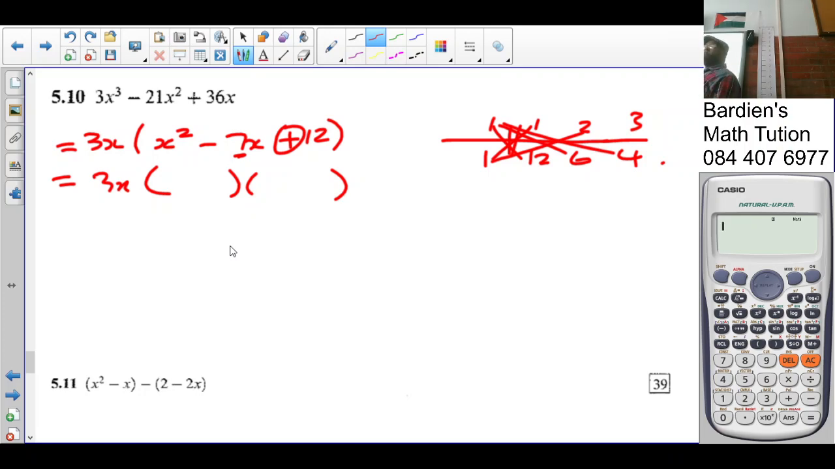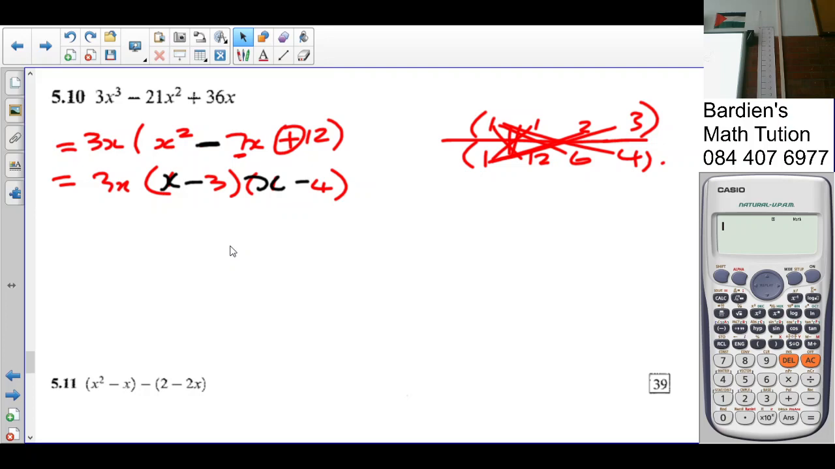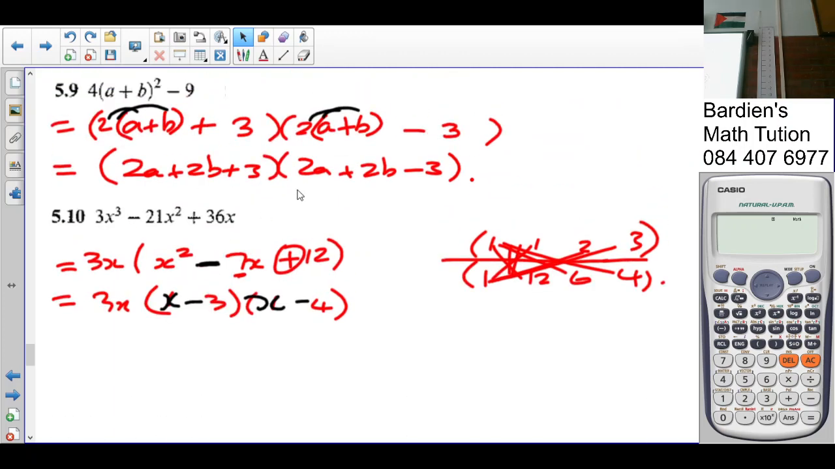1 times 4 is 4, 1 times 3 is 3. 4 plus 3 is 7. That's it. So it's a 1 and a 3 in the one bracket, and a 1 and a 4 in the other bracket. What about our signs? Both are either plus or both are minus. In this case, both are going to be minus. Any confusion, people? No. Yes, Leanne? There's no confusion.